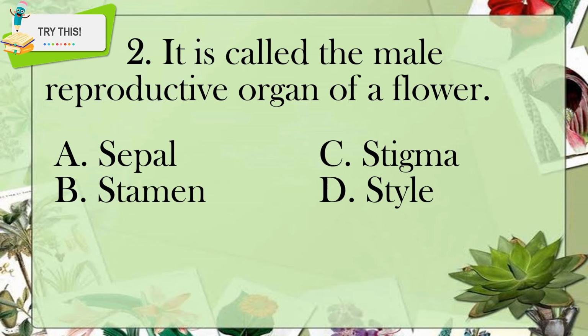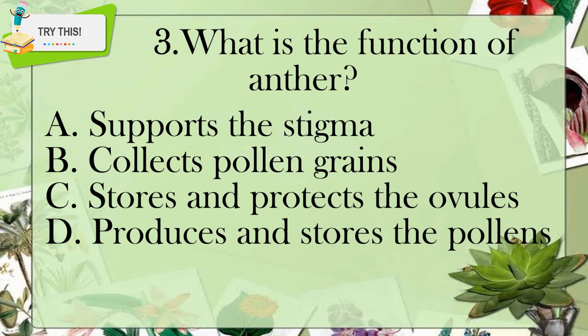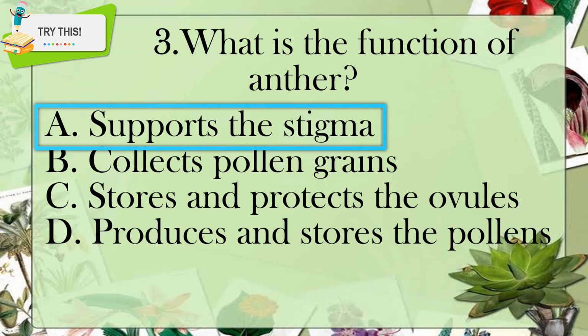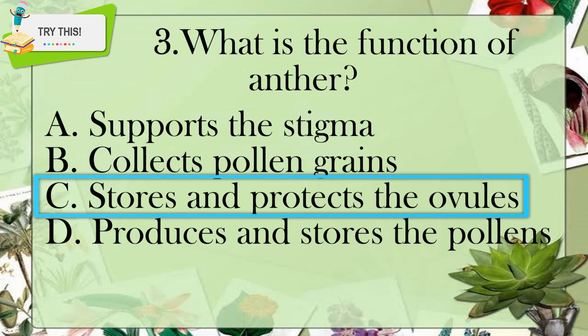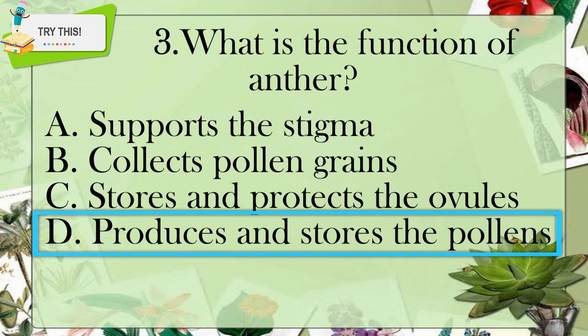Number 2. It is called the male reproductive organ of a flower. A. Sepal. B. Stamen. C. Stigma. Or D. Style. Number 3. What is the function of anther? A. Supports the stigma. B. Collects pollen grains. C. Stores and protects the ovules. D. Produces and stores the pollens.